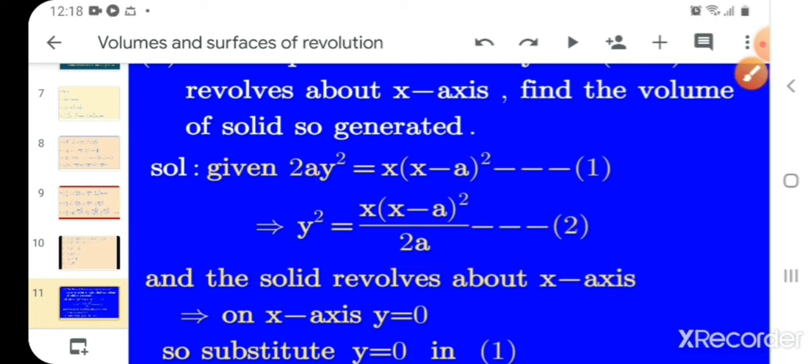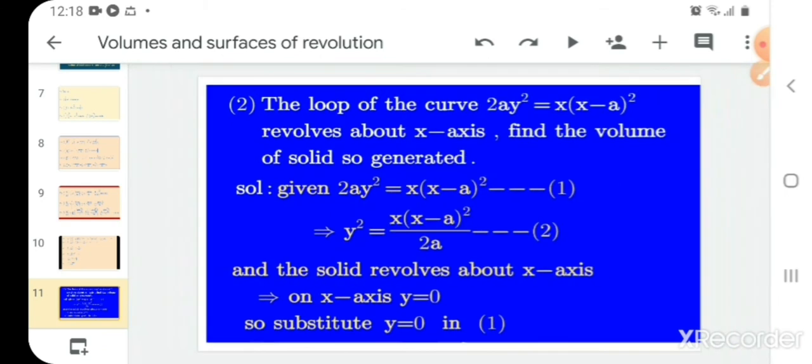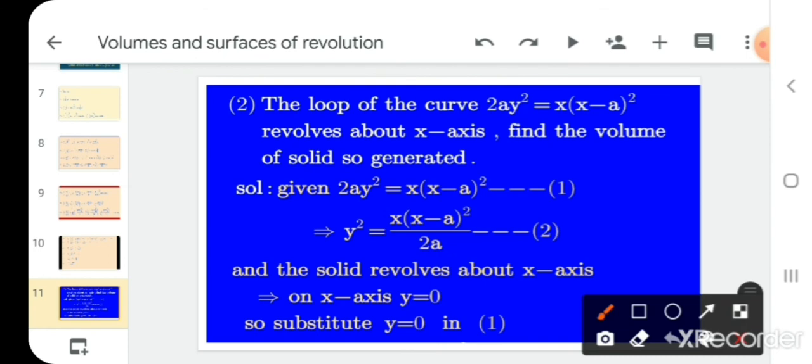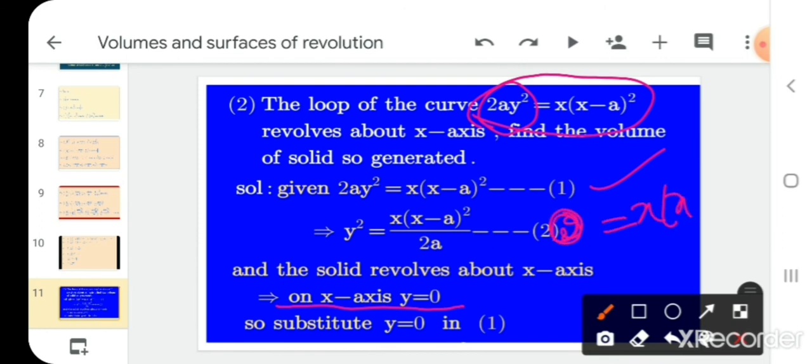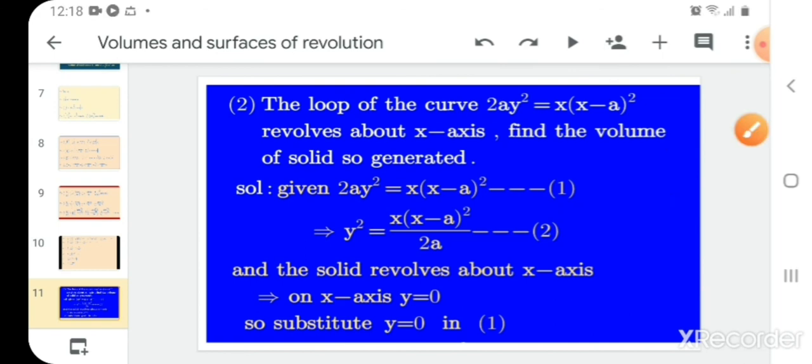So we already know the value of y square. Then what do we have to find now? The limit values a comma b. On the x-axis, what is the value of y? On the x-axis, we know the value of y is 0. So I substitute y equals 0 in equation 1. What do we get? 2a into y square means 2a into 0. 0 equals x into x minus a whole square. See here.